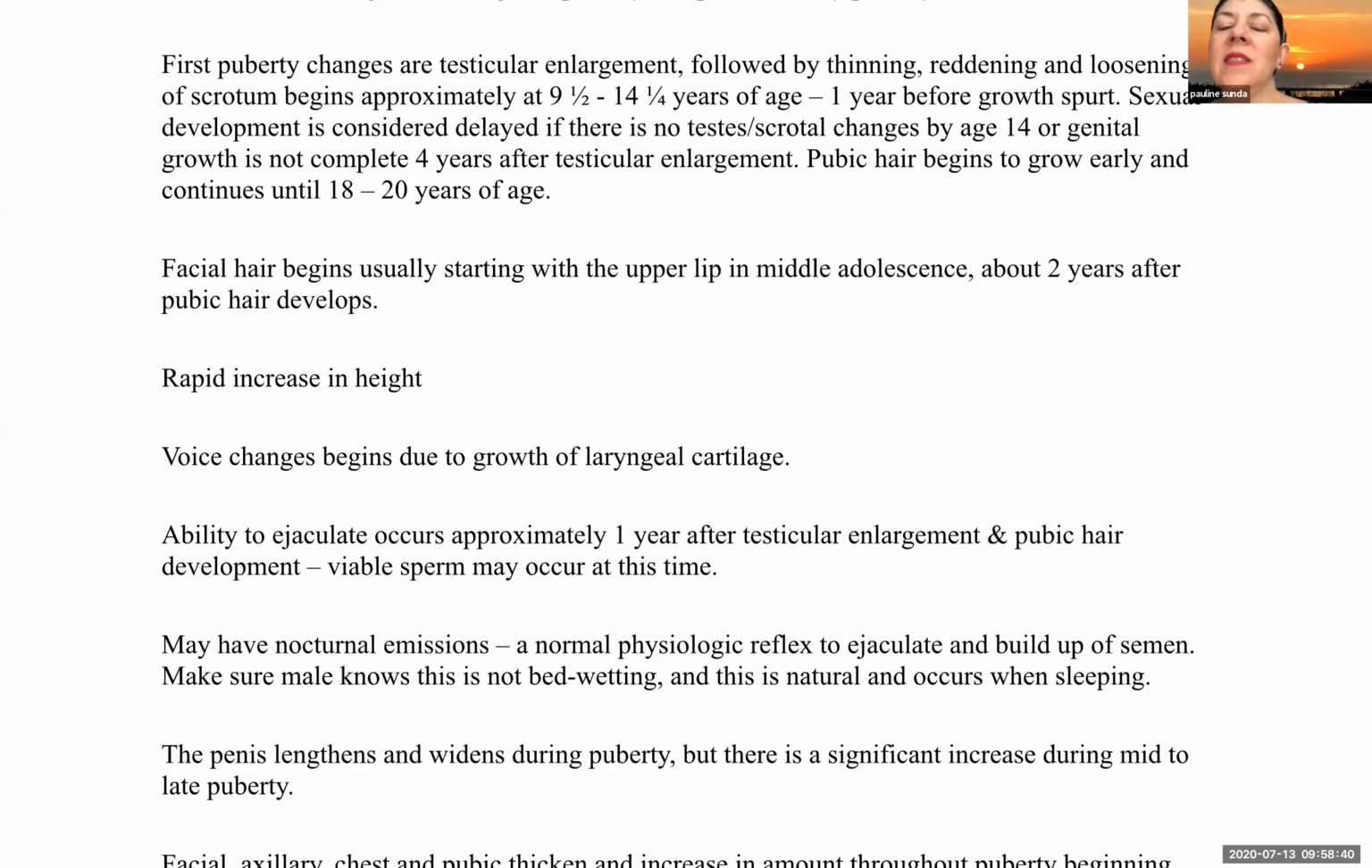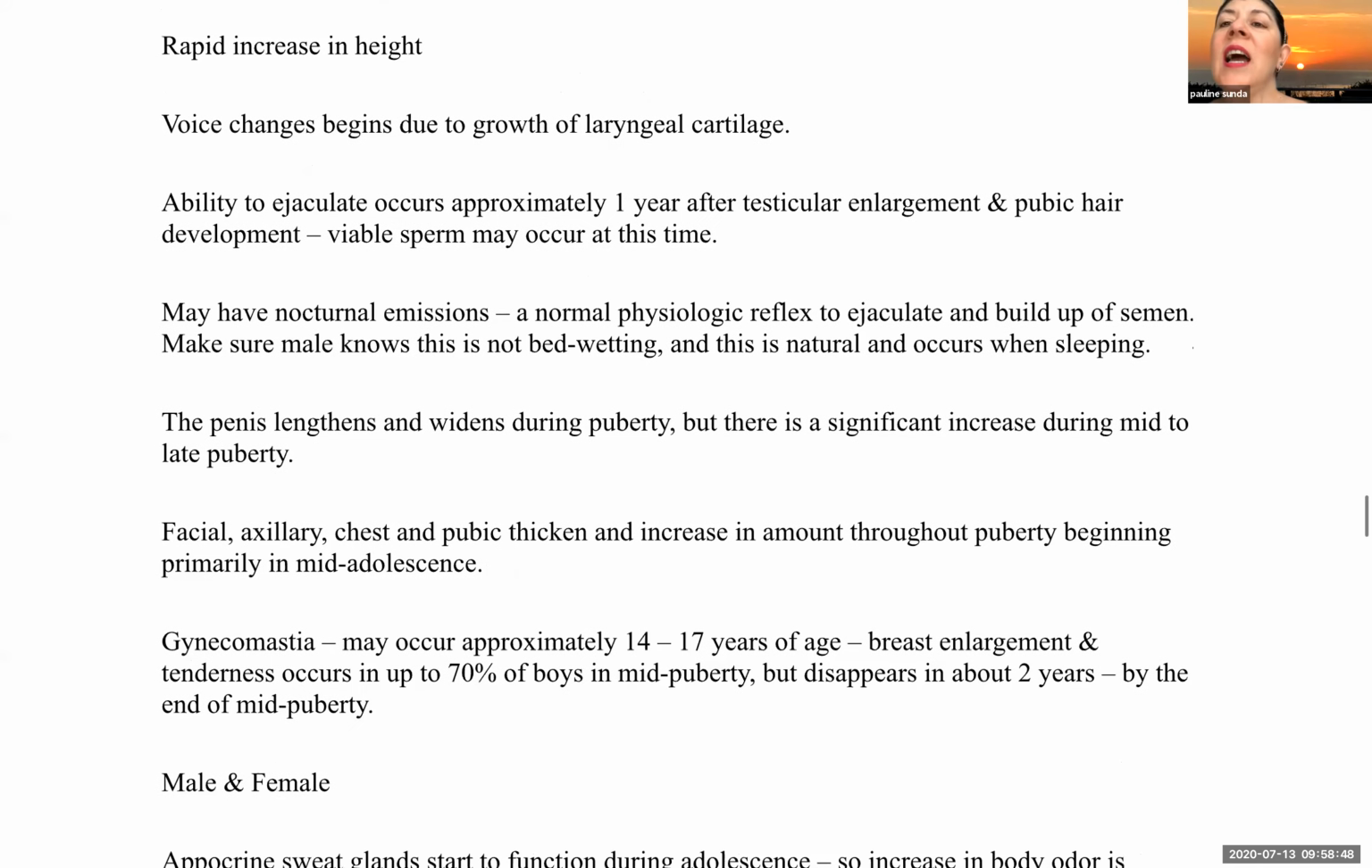There's a rapid increase in height. Voice changes occur because of the growth of the laryngeal cartilage. And then the ability to ejaculate occurs about a year after testicular enlargement and pubic hair development. Viable sperm may occur at this time. They may also have nocturnal emissions, which is a normal physiologic reflex to ejaculate the buildup of semen.